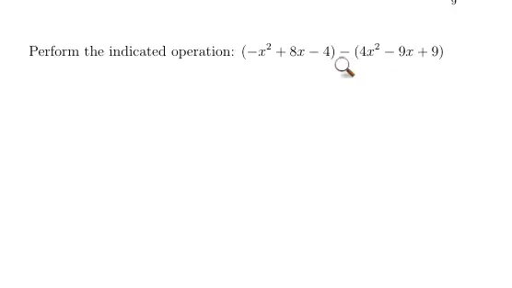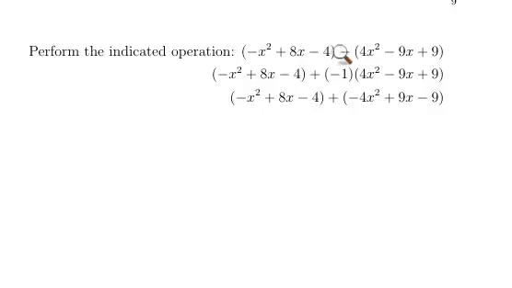Now the operation on the two polynomials is subtraction. I'm going to change that to an addition problem in the following way. The thing I want you to note here is that subtracting something is the same as adding a minus 1 times that something. So it's this minus 1 that we're going to distribute through this parentheses.